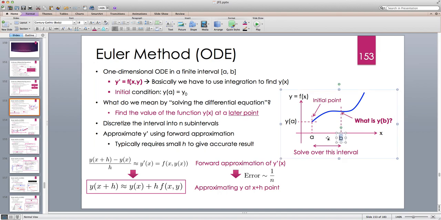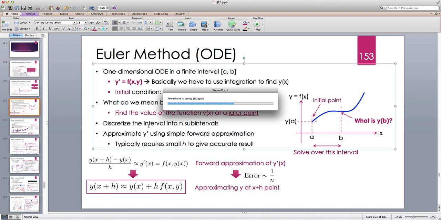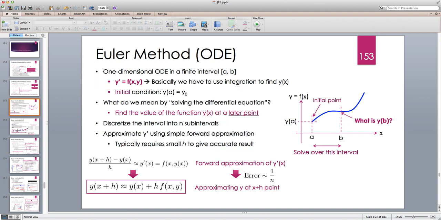B is a later point after a, right? So the way I do it, I discretize, similar to numerical integration, this interval from a to b into n sub-intervals, okay? And then from a forward, in those sub-intervals, I approximate y prime using a very simple forward approximation of y prime, okay?